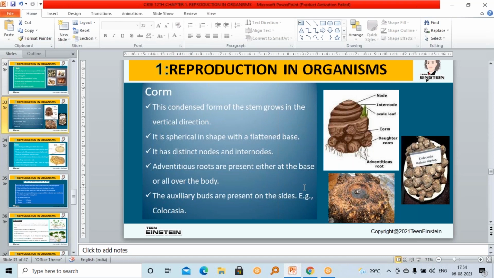So next is corm. Next type of underground stem modification is corm. You can see in the picture.